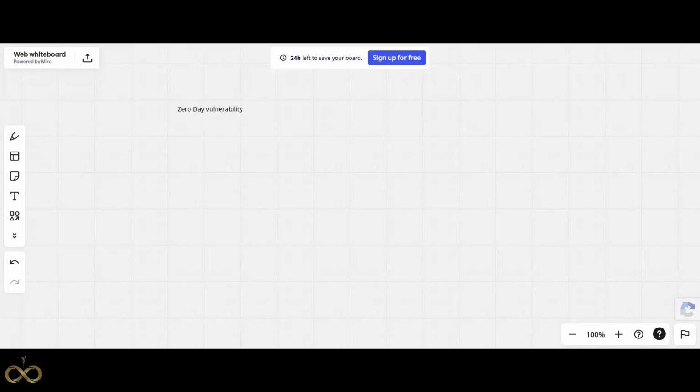OWASP Top 10 is related to web application security. There are 10 categories, such as SQL injections, authentication flaws, and so on. So questions can come up on that.